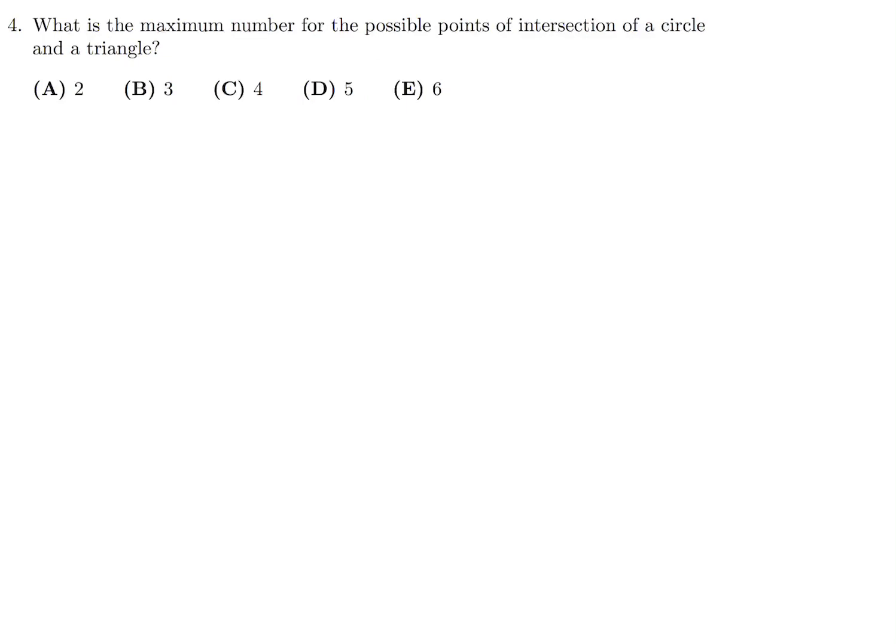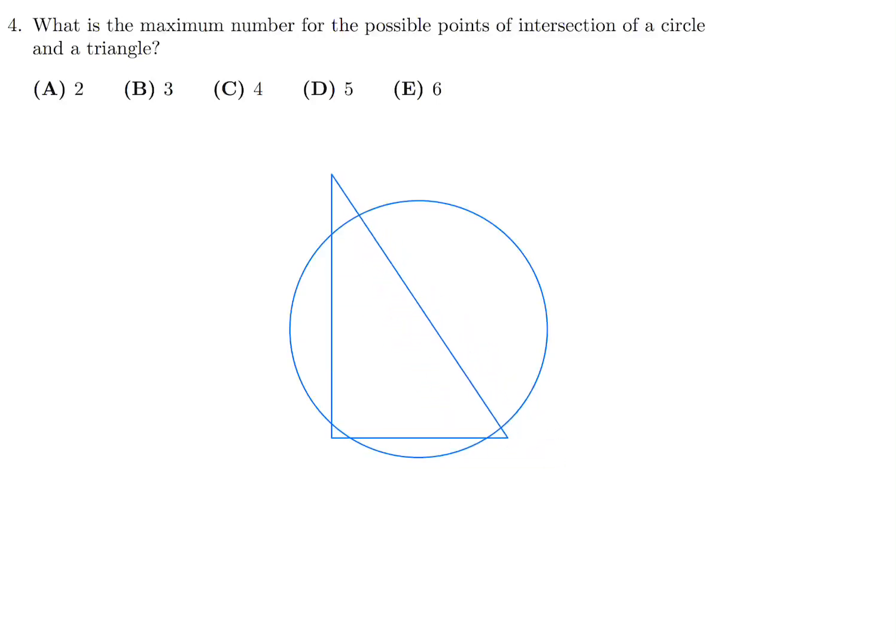What is the maximum number of possible points of intersection of a circle and a triangle? So we've got a circle and we've got a triangle, and we want to find what's the maximum number of intersection points. So you just fiddle around and see what you get.